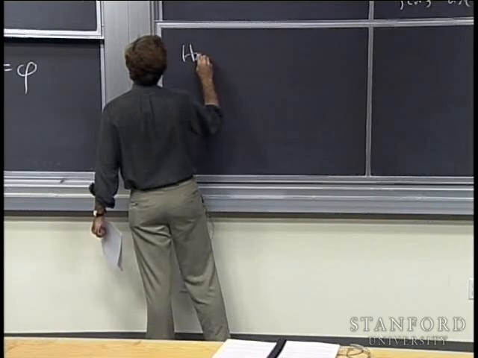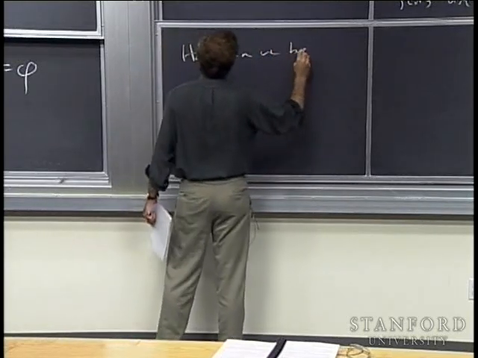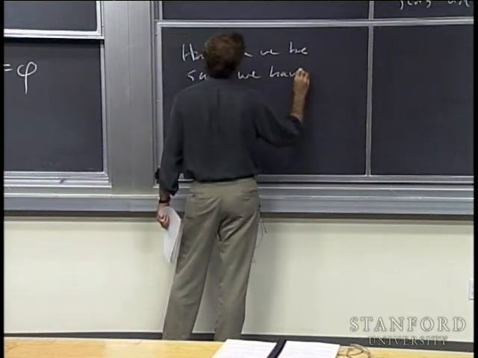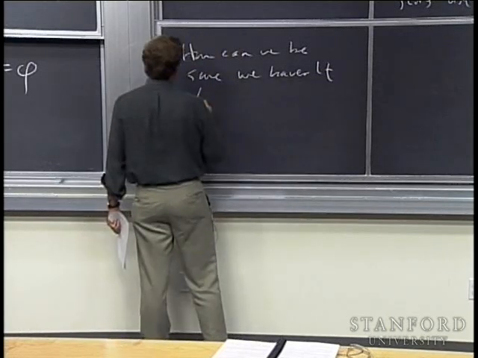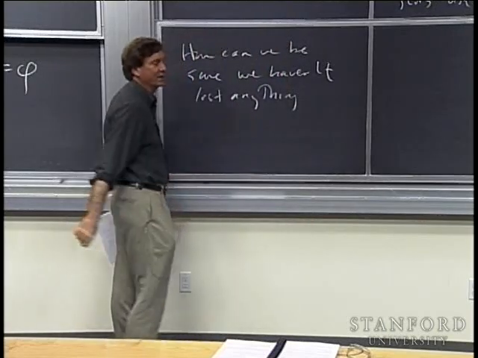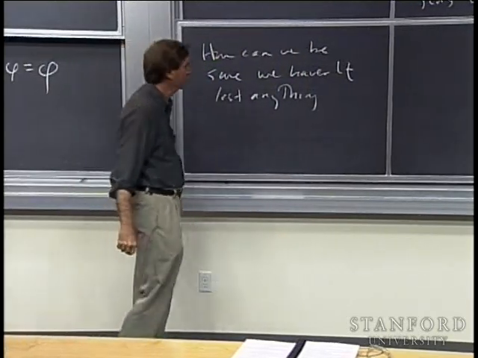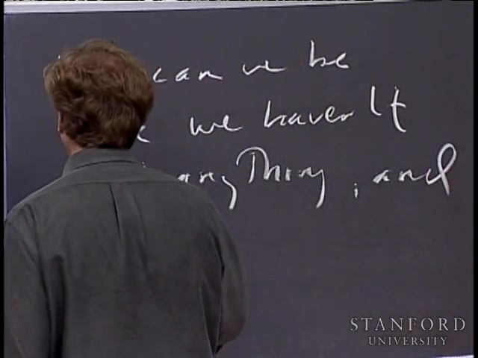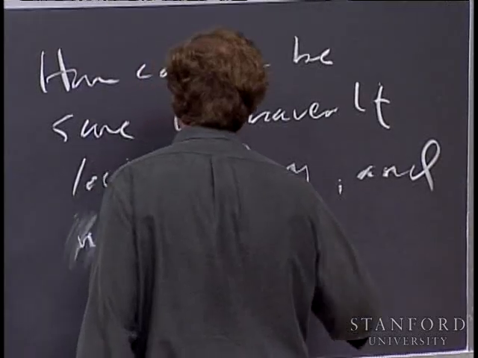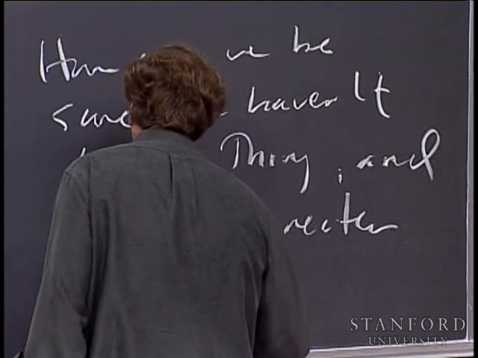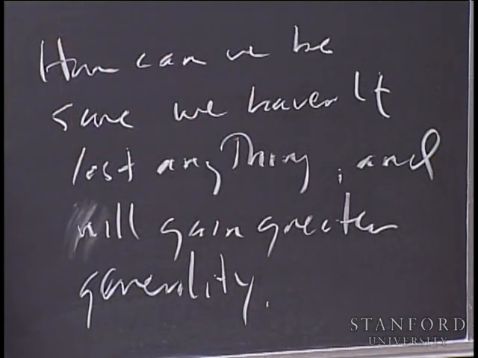So how can we be sure, or assured, maybe I should say, we haven't lost anything? I mean, it looks on the surface that we've lost something by restricting ourselves to consider this class when we've lost the rectangle function, we've lost the triangle function, who knows what else? And furthermore, we have gained and will gain even greater generality. All right, so that takes a little while to tell that story. And we'll get most of the way there today.